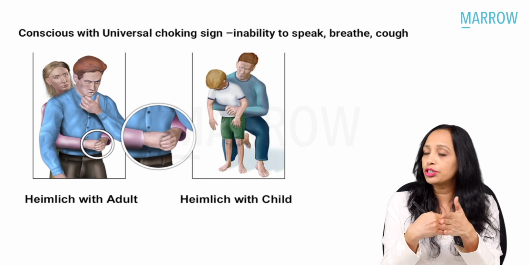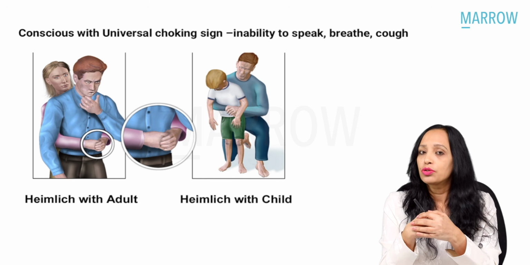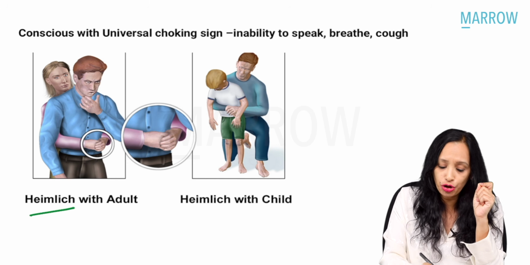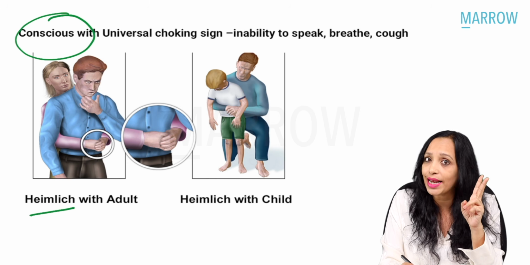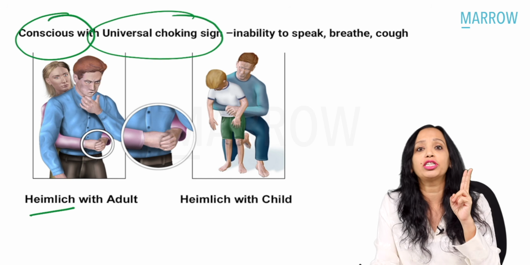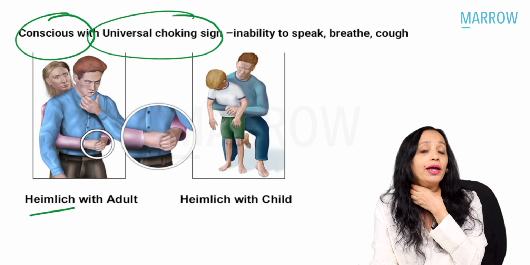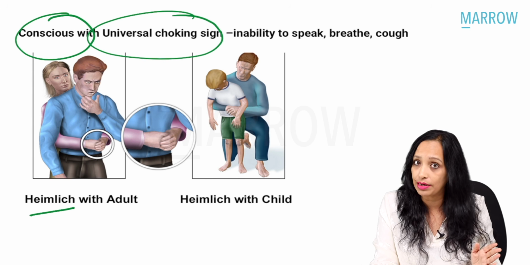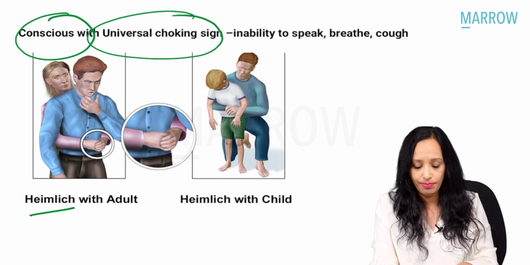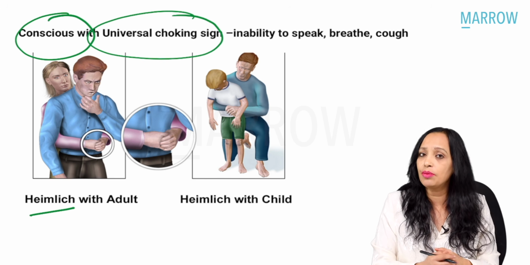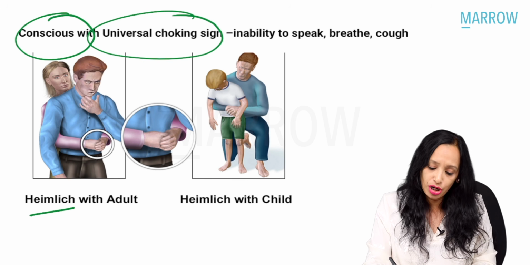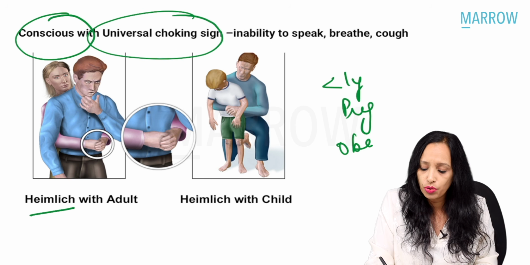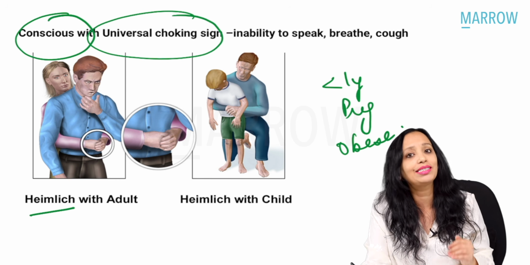So what is this maneuver that is shown? Yes, this was a picture based question of your exam. So yes, what they are showing is the Heimlich maneuver. You should know when you will do it. Yes, for this the patient should be conscious first, and second, the universal choking sign should be present. What is universal choking sign? The patient is holding his throat like this and is not able to either cough, breathe or speak. Nothing is possible. Then you do this Heimlich maneuver where you give thrust just below the sternum. It is also known as abdominal thrust. In children who are less than 1 year, in pregnant and in obese, you do not do this maneuver. In them you go for chest thrust.